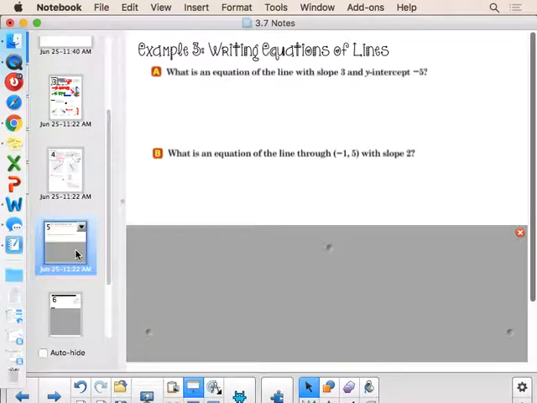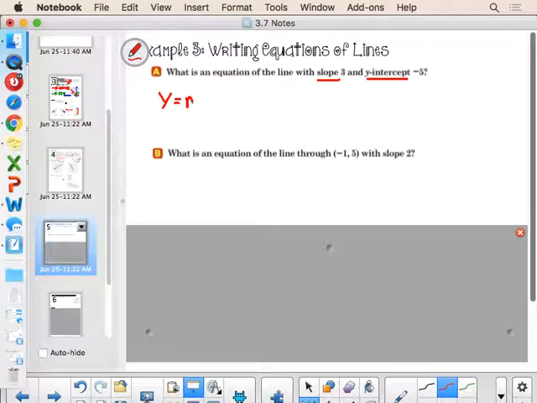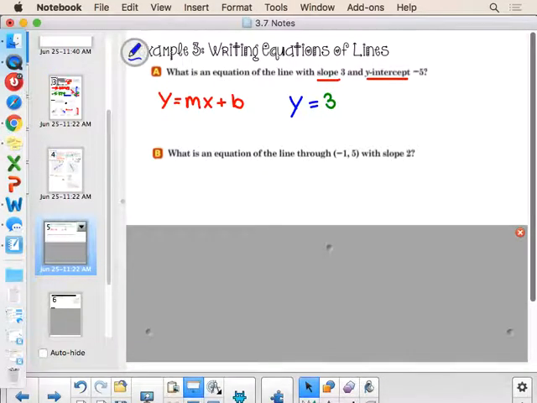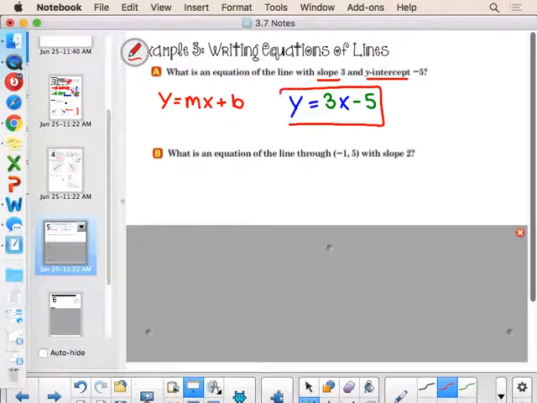Let's write equations of lines, given certain information. What is the equation of a line given the slope is 3 and the y-intercept is -5? When given the slope and the y-intercept, it's most efficient if I use the format y = mx + b. All right, so we just got to plug in. y equals, well, my m value is 3, because that's my slope. So I'm still going to have an x. Now I have a y-intercept of -5, so I'm going to subtract 5. And here is my equation of a line given this information.